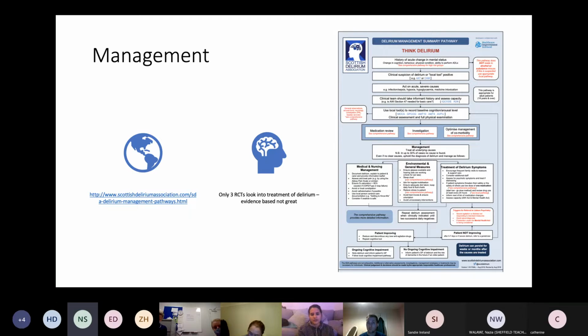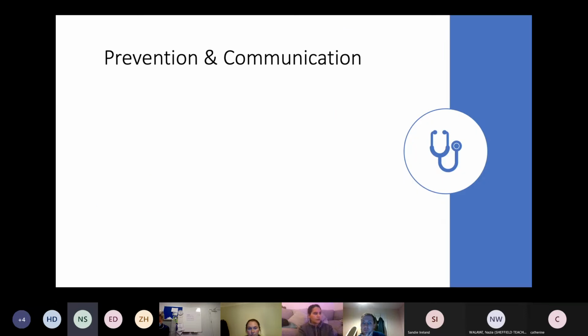When I went to a lecture last year, they presented that there's only 3 randomized control trials into treatment of delirium, I guess because it's quite difficult to do a trial into that. So everything that we say is not really evidence-based, because there hasn't been that kind of scientific research into it. So one of the things is obviously prevention of delirium is key to begin with, and then communication is one of the other parts.